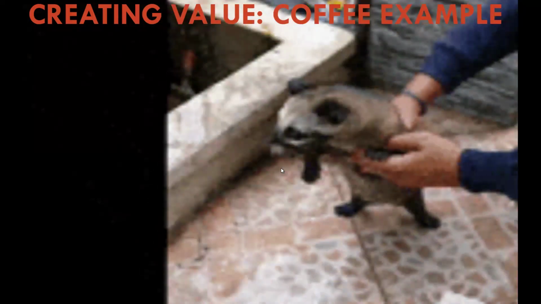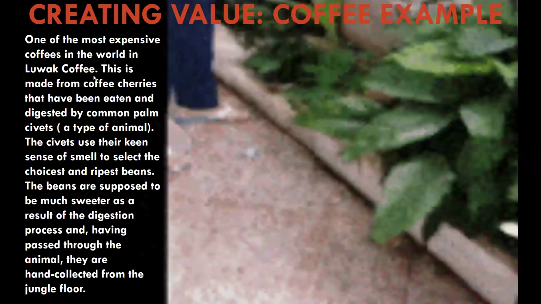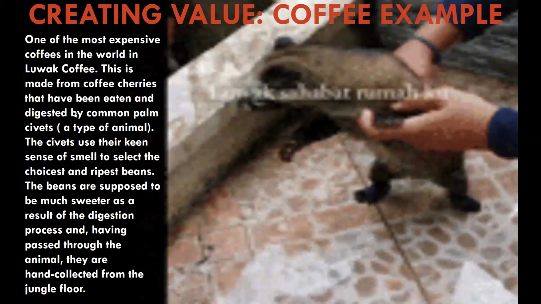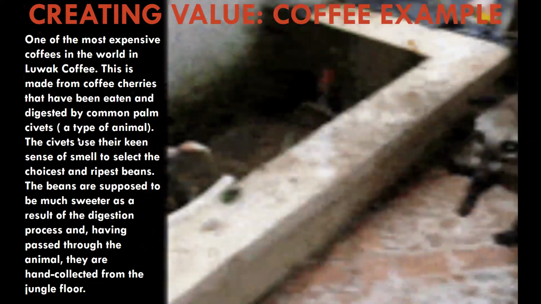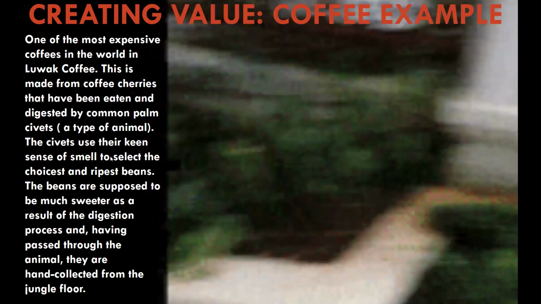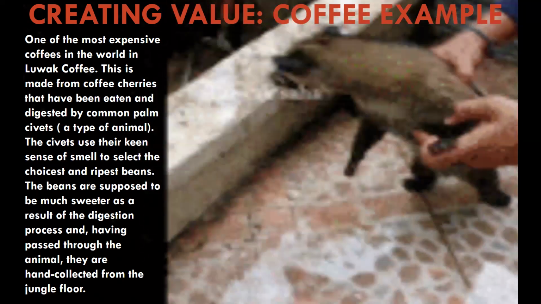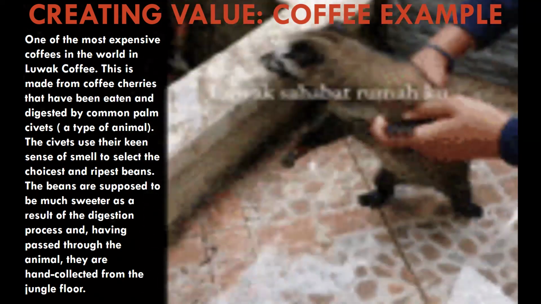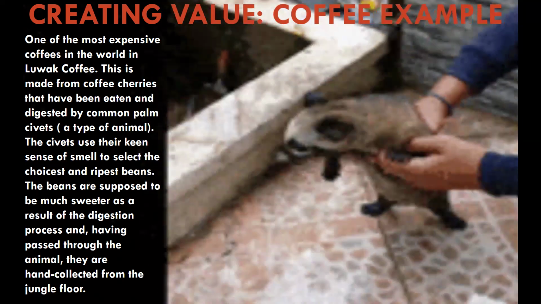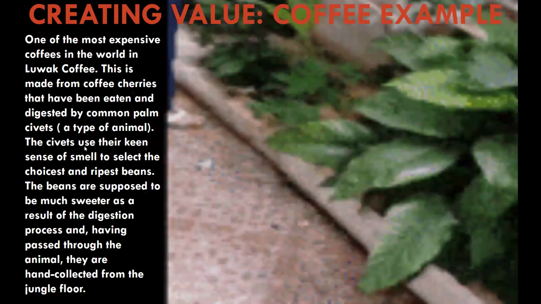Okay, so one of the most expensive coffees in the world is the Luwak coffee. This is made from coffee cherries that have been eaten and digested by the common palm civet, a type of animal. The civets use their keen sense of smell to select the choicest and ripest beans. The beans are supposed to be much sweeter as a result of the digestion process, and having passed through the animal, they are hand collected from the jungle. Okay, so this was the last example.